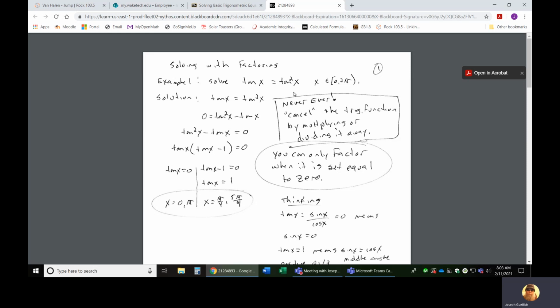As my caution in the box over on the right says, you never want to cancel. You might think, oh, there's a tangent on both sides, I'll just cancel one, tangent equals 1. That's not how it works. So don't do that. Technically, you're canceling them by multiplying or dividing it away. So just don't do that.